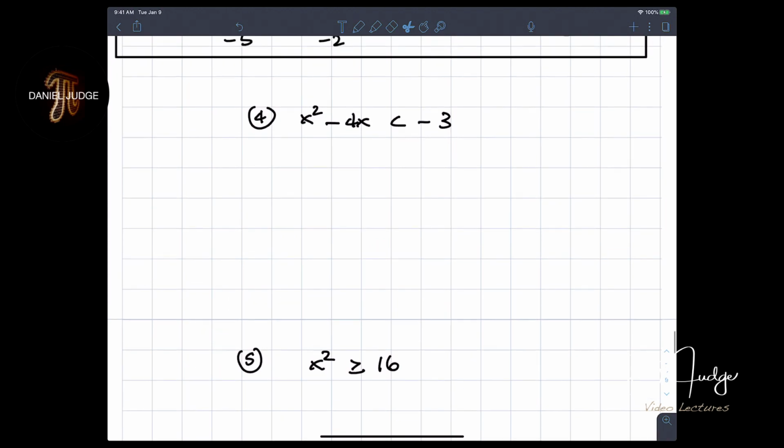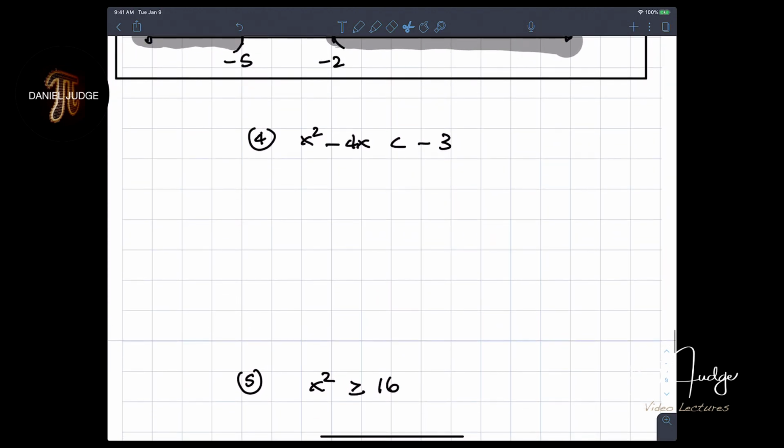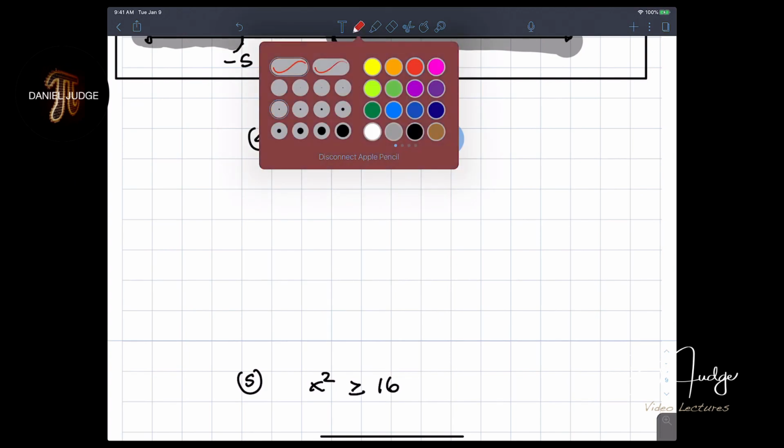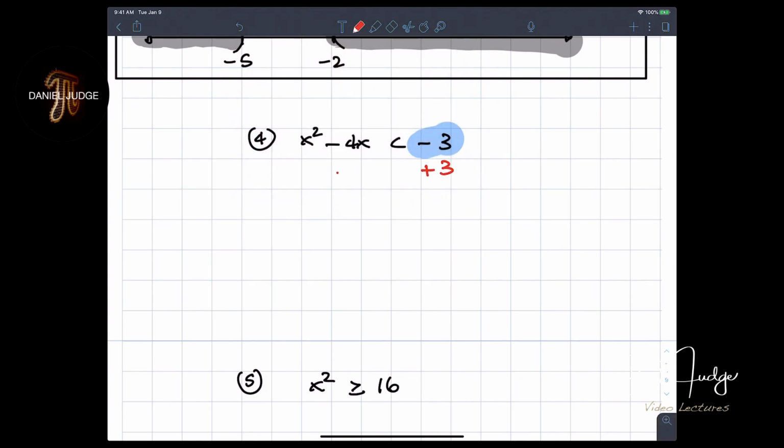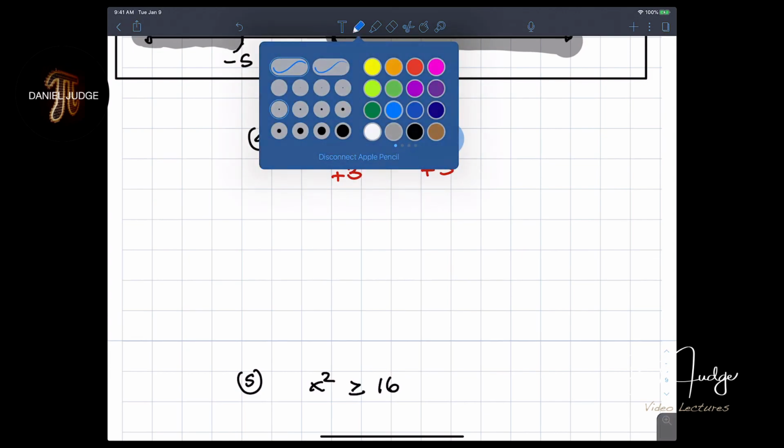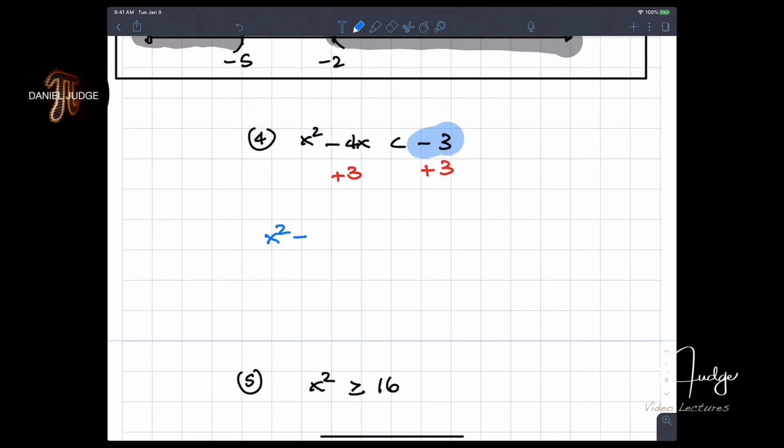All right, here we go. Now, be careful with the next one. You see, ladies and gentlemen, you don't have greater than 0. You don't have less than 0. You don't have that here. You got a number. What we need on that side, instead of a -3, we need a 0. So we're going to add 3 to the right and add 3 to the left. X squared minus 4x plus 3 will be less than -3 plus 3 is 0.